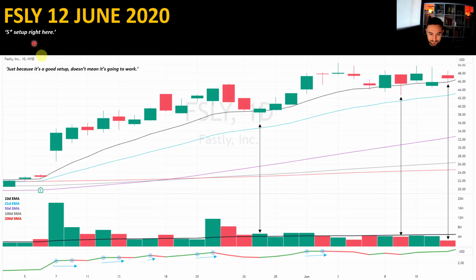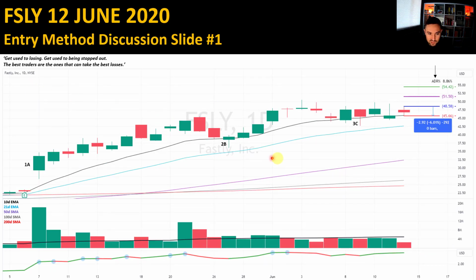5-star setup right here. And again, this is an important quote. Just because it's a good setup doesn't mean it's going to work. That's why we use stop losses. So let's go through it. 2B, what bar do you see here? Shakeout demand tail. 3C, shakeout demand tail, off of the 10. 1A, what have I been saying about earnings potentially sparking a move? So really good earnings reaction.